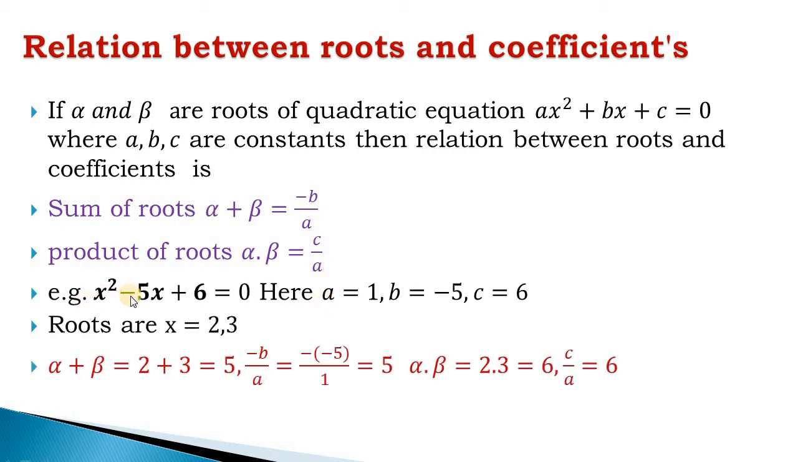My polynomial is x square minus 5x plus 6 is 0. So the value of a is 1, b is minus 5, c is 6. If you find the roots by using the previous formula, 2 and 3 are the roots. So what is the sum of the roots? 2 plus 3 is 5, which is the same as minus b by a, that is minus of minus 5 by 1, which is 5, and the product of the roots is 6, and c by a is also 6.